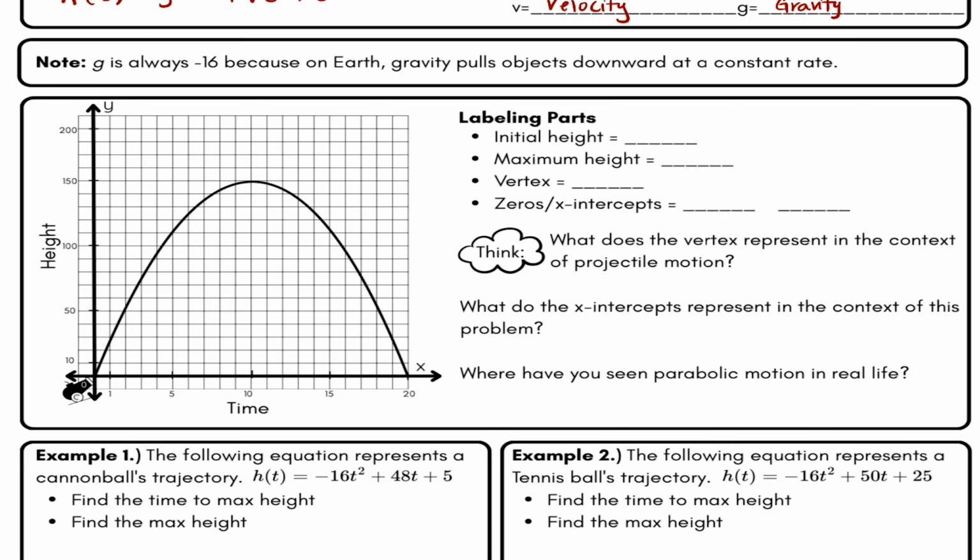So we have a cannonball and we're looking at the initial height. So the initial height of the cannonball is at 0 feet, right? So we're going to go and write that in, 0 feet. And the maximum height is reached at 150 feet.